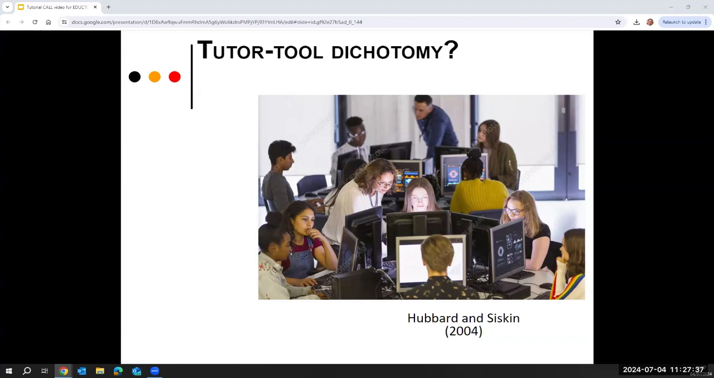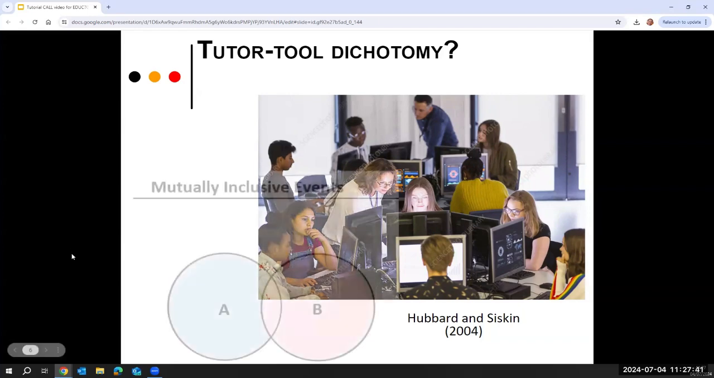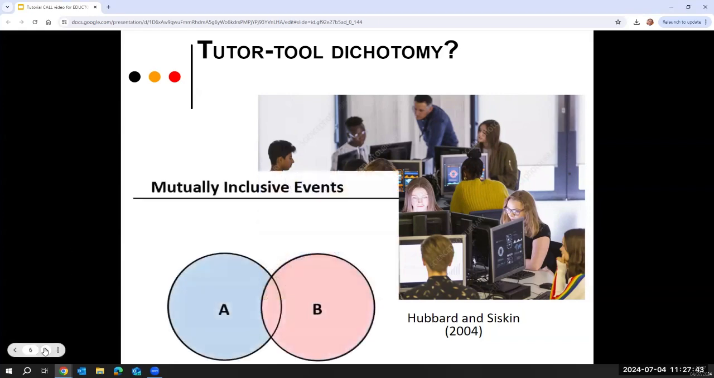So again, the tutor is really not removed from the equation. So recently, this idea of the role of the tutor and the role of the tools is more seen as mutually inclusive, because one cannot exist without the other.